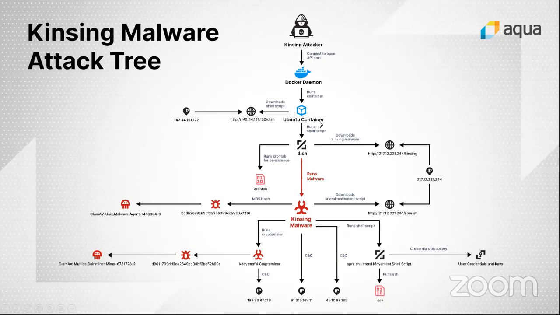And what does it do? It becomes persistent by adding a cron tab, so it becomes continuously persistent in the container. Next, it downloads the Kinsing malware from the IPs. Fantastic. Now I am not only vulnerable, but infected.